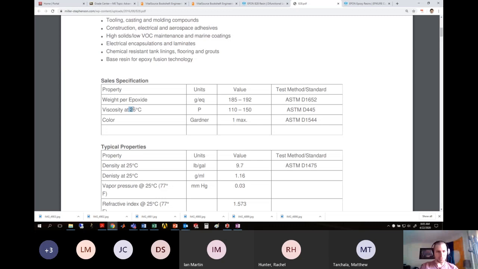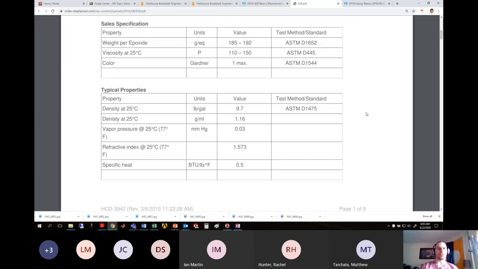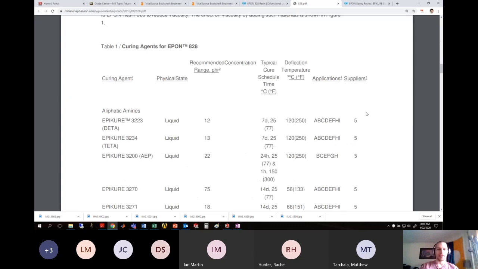That's about like, that's thicker than most honeys. Okay, so that's a pretty viscous liquid. So additional information about this particular guy, so on and so forth. And it gives additional information on what it's used for and some of the various curing agents that you might want to use to cure this.